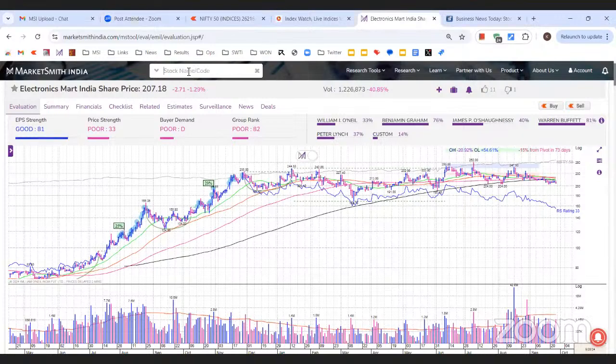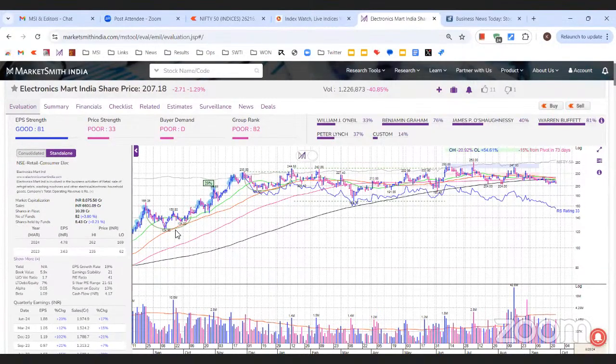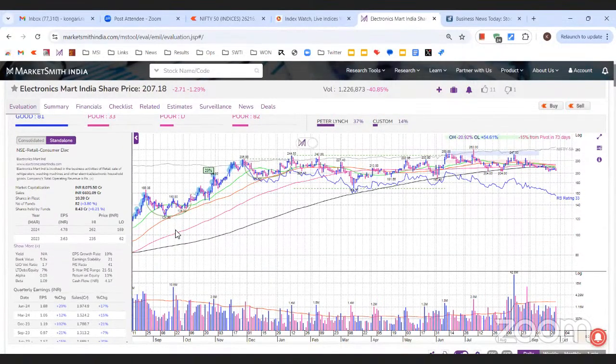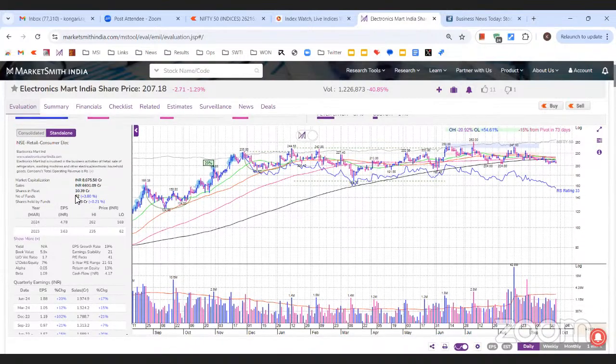Otherwise, I think the story is good. The EPS of 81, I think the fundamentals rating, if we see Raj, we might see some green shoots there also. Yes, the fundamentals is good. Fund holding decent, so there is no problem there. But technically, the stock is not able to move well.